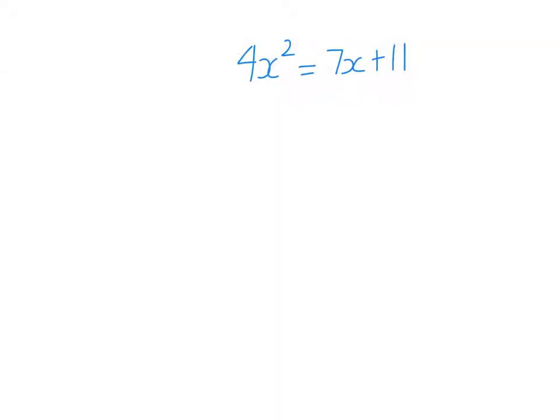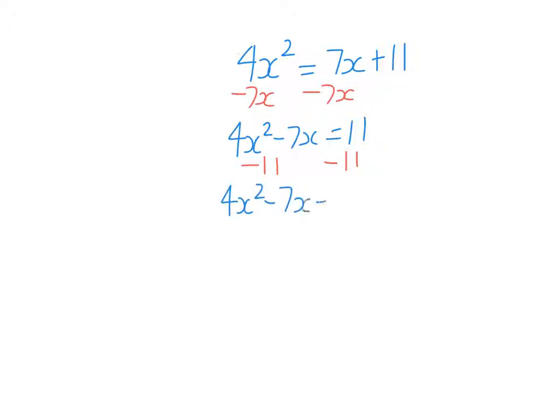4x squared equals 7x plus 11. So this is a quadratic equation because there's an x squared term. We can't use the methods we used for linear equations. So to use the quadratic formula, one side needs to be equal to 0. So what we have to do is get everything over one side. We'll subtract 7x from both sides first, and then we'll subtract 11 from both sides. That way, one side will equal 0, which is exactly what we need to use the quadratic formula.